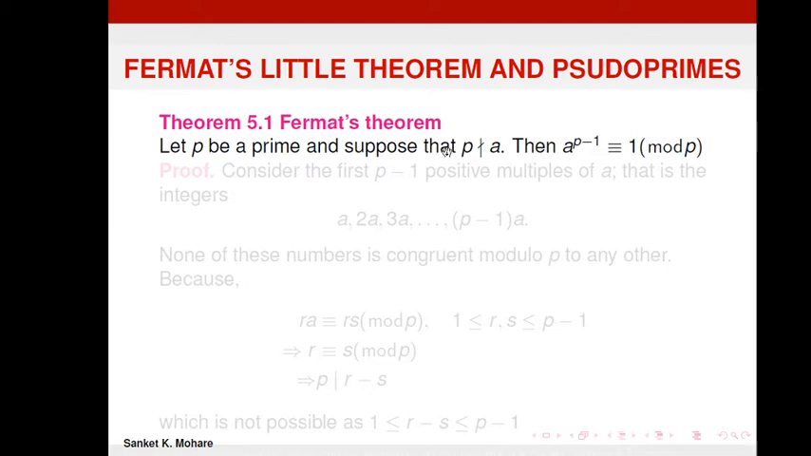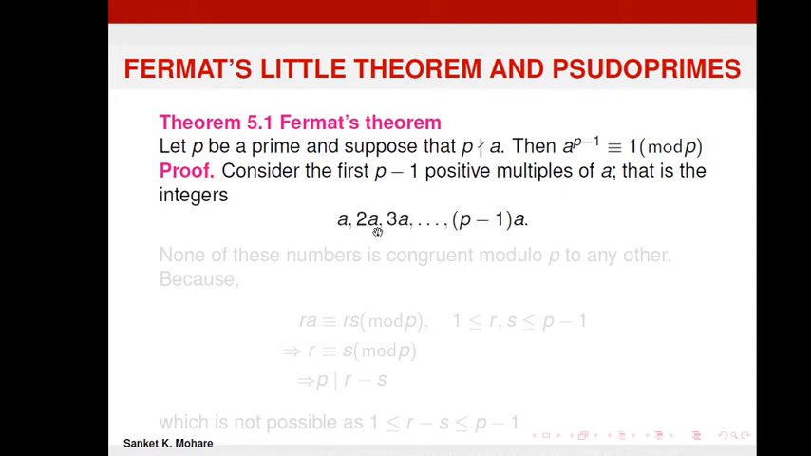Okay, so to understand this statement, I gave these two examples, but actually we have to prove the theorem. So let p be prime and suppose that p doesn't divide a, then a to the power p minus 1 is congruent to 1 modulo p. So let's have the proof. Consider the first p minus 1 positive multiples of a, that is the integers a, 2a, 3a and so on up to (p minus 1)a.